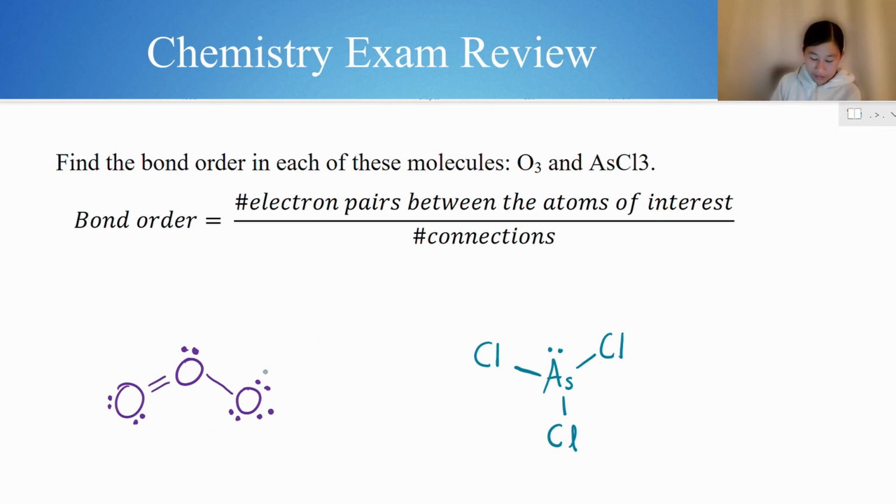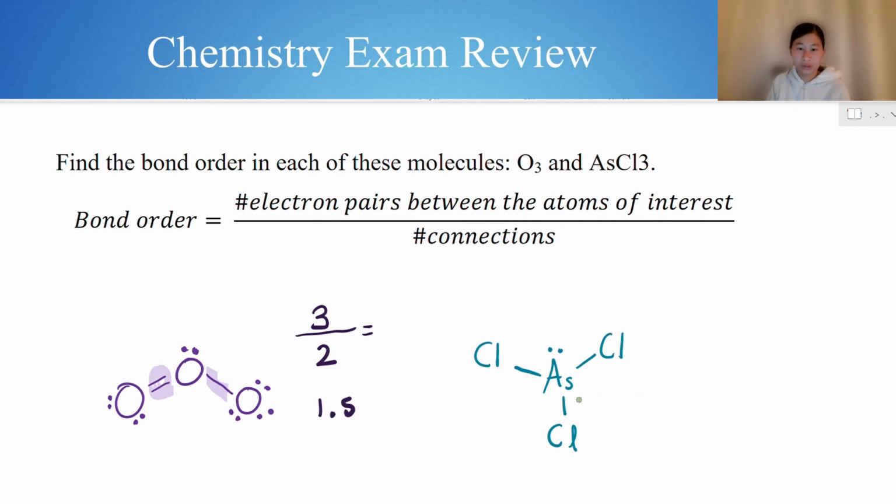So for the bond order, the number of electron pairs is, we have 2 right here and 1 right here. So 3 electron pairs. And we need to divide this by the number of connections. So how many times does oxygen to oxygen happen? Well, it happens here and it happens here. So 2 times. So the bond order is going to be 3/2 or 1.5.